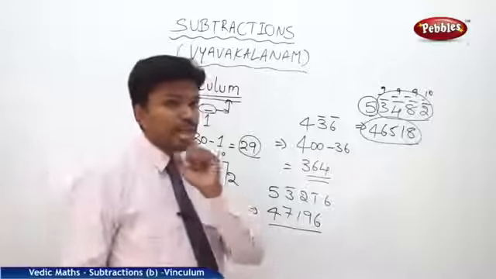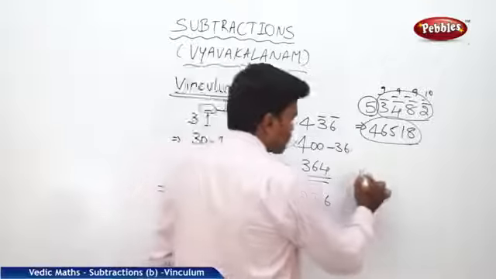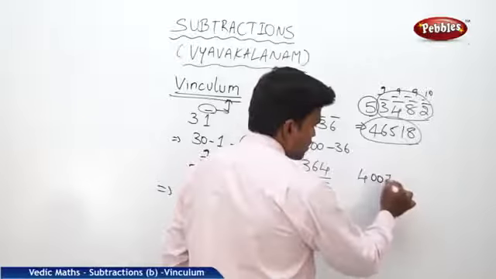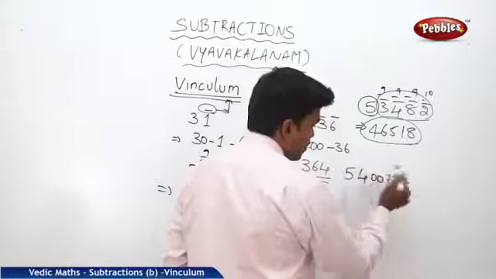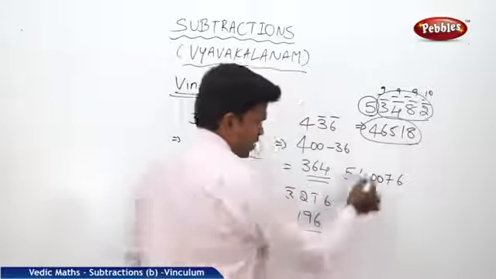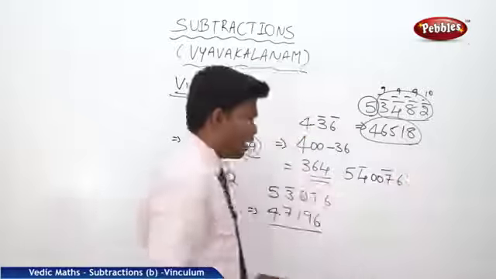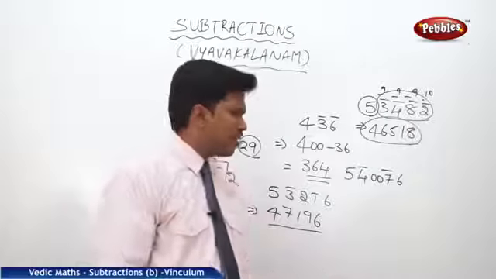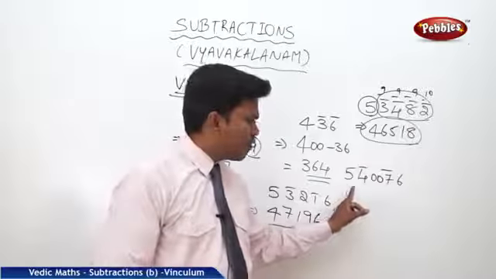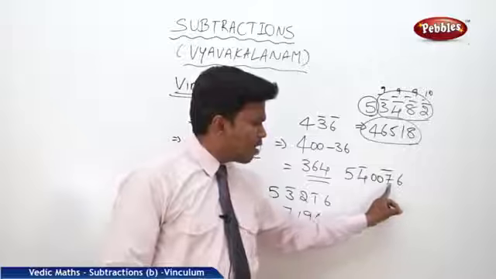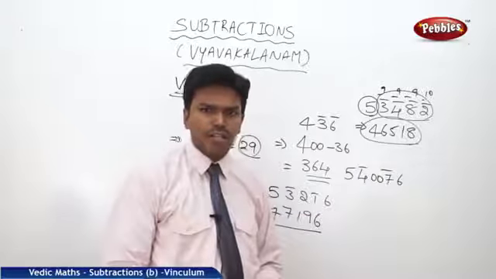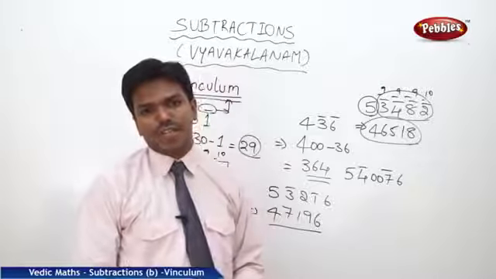And finally one example I will tell you. Suppose 540076, with 4 bar and 7 bar. So now what will you think? So the answer is 460036. Is it the answer you got? But it is actually wrong.